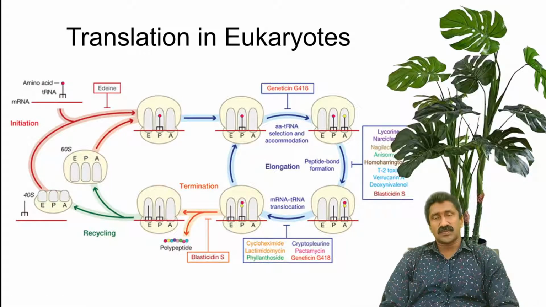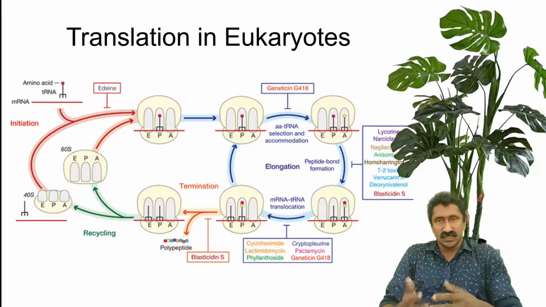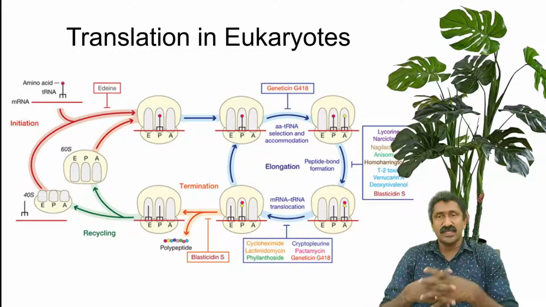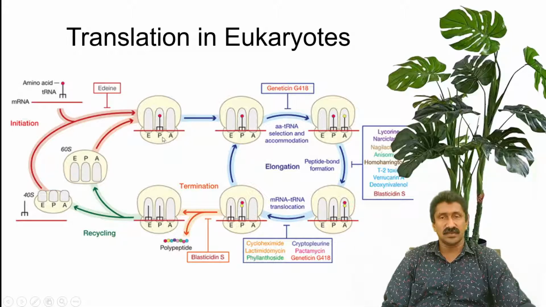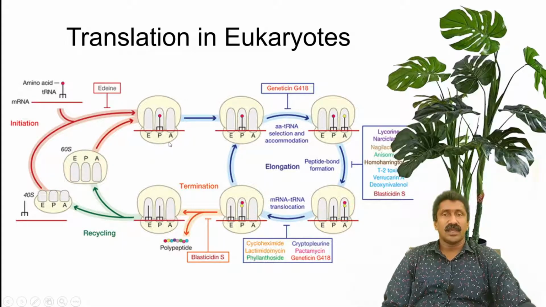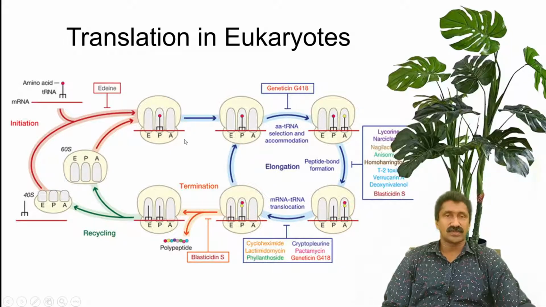So this is the overall process of eukaryotic translation, which we can divide into three stages. The first one is the initiation stage, in which the mRNA and the charged tRNA come and occupy the ribosome. This entire assembly of the initiation complex includes a smaller subunit, a larger subunit, the correctly positioned mRNA, and the charged tRNA occupying the P site. The formation of this initiation complex is the process of initiation in eukaryotes.